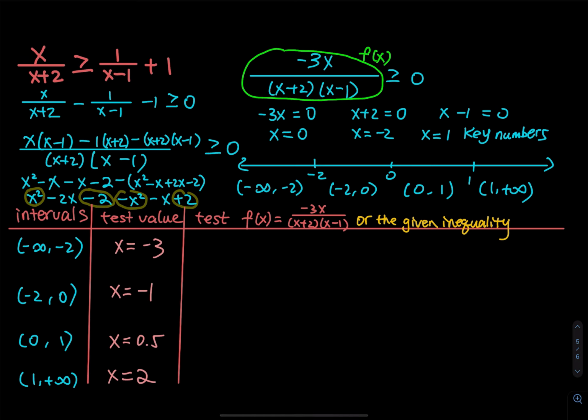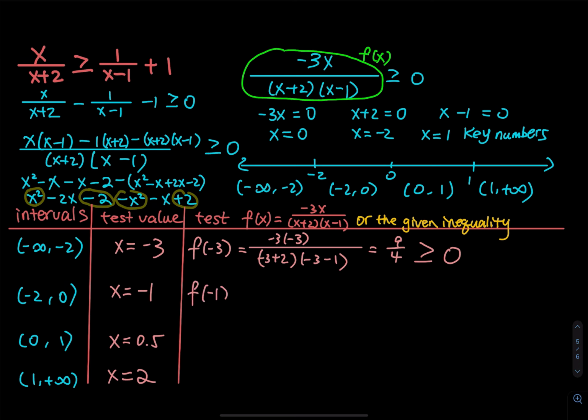So we have f of negative 3. So f of negative 3, that is negative 3 times negative 3 divided by negative 3 plus 2 multiplied by negative 3 minus 1. What is that? That is 9 divided by 4, right? 9 divided by 4. And then this is a positive. Are we looking for positive? Yep. This is greater than or equal to 0.